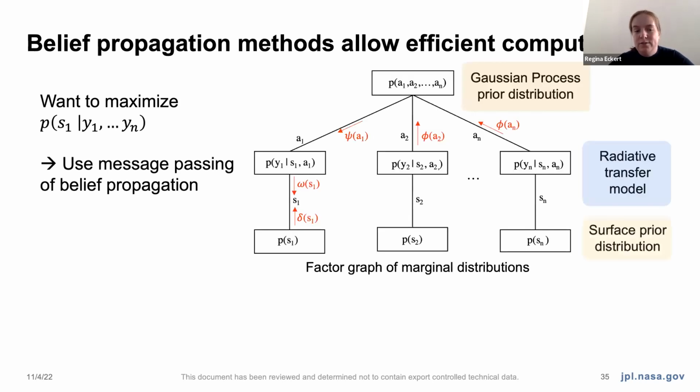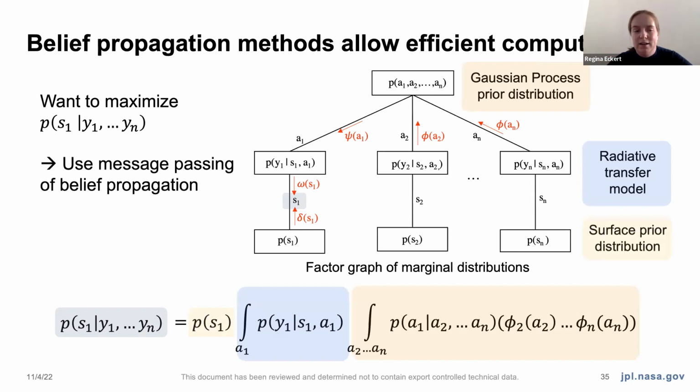This can look like this factor graph of marginal distributions, where each of these rows is related to the Gaussian process prior, the radiative transfer model, or the surface prior distribution. And you can use this factor graph to construct what my probability of my surface S is as a combination of all of these factors. So that's one way to look at this.